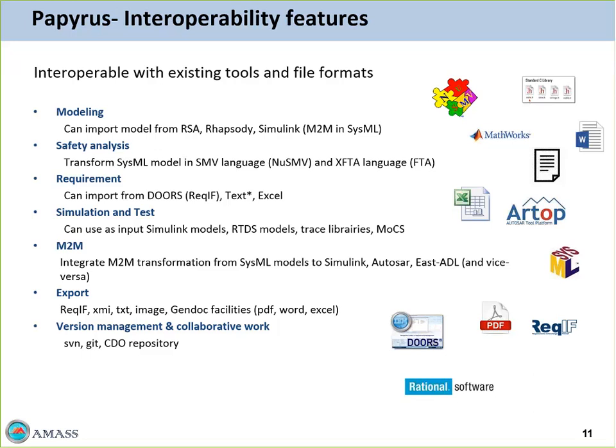For the export facilities, we can export in different formats, so the XML format from UML, and the ReqIF format for the requirements. We can export your model or part of your model just by clicking on it as an image, and we can export the elements, diagrams, and so on. We have some descriptions, and if you implement some specific templates, also in PDF, Word, and Excel using Shell Docker plugins. And for version management, Papyrus is an Eclipse-based tool, so we are able to integrate Git and SVN, and we have a specific module for the repository model.